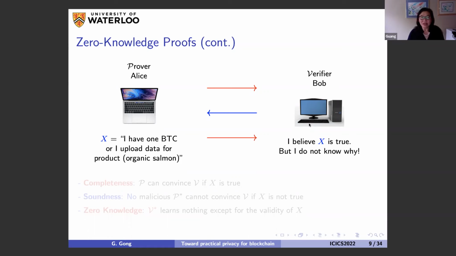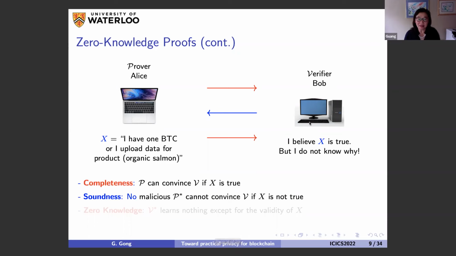Okay, so the definition of zero knowledge proof will be like this. Completeness: if the statement is true, then the prover can convince the verifier that it is true. However, if the statement is false, then the prover cannot convince the verifier. This we call soundness. For the proof system, you also have the information theoretic.